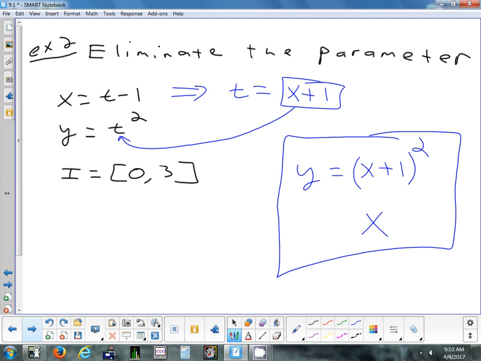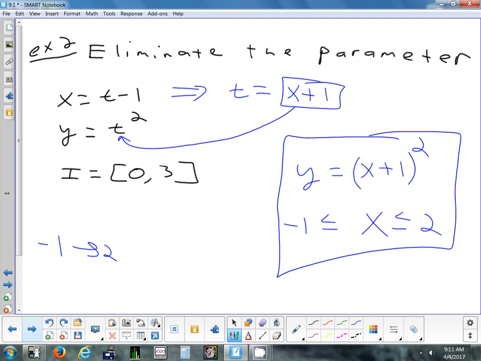Well, what am I going to do with the 0? Where do I plug that in? To the x equation. And then I'm going to plug the 3 into the x equation, and I'm going to get those two numbers. Okay, let's start with 0. What's 0 minus 1? So my graph is going to be between -1 and, plug 3 in, 3 minus 1, 2. So it's a parabola, but you're only sketching it between -1 and 2.